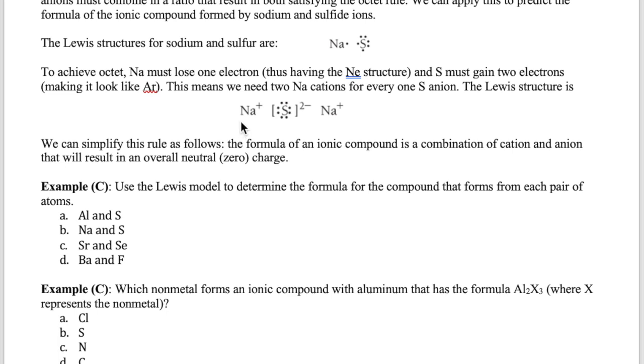So as a result, we end up having this particular structure right here where each sodium loses 1 electron. So you've got 2 sodium ions, Na plus on each side, and then the sulfide ion, which is formed by the sulfur gaining 1 electron from each sodium, then has this structure with the brackets around and with a 2- charge on the outside.